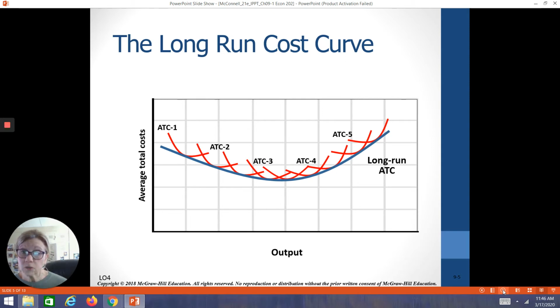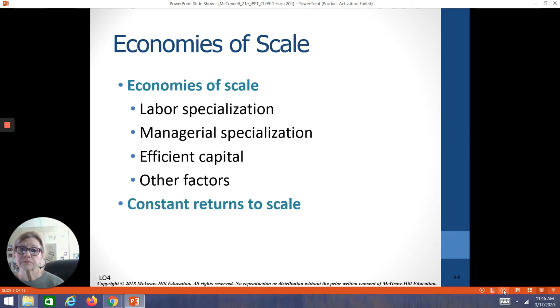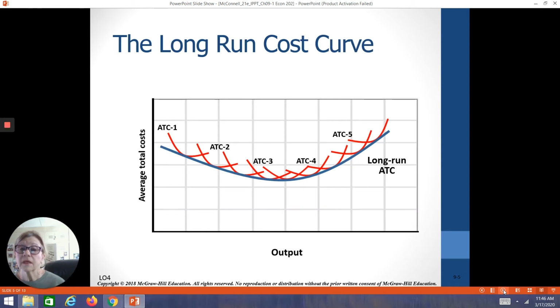But eventually, they're going to have too many plants and get too big. So unlike in the short run, in the long run, you don't ever want to see the long run curve go past that minimum amount, because that means you've gotten too big. The company's just gotten too big and unmanageable. So the reason, and this is very important, the reason the long run curve goes down in this case is because of economies of scale.